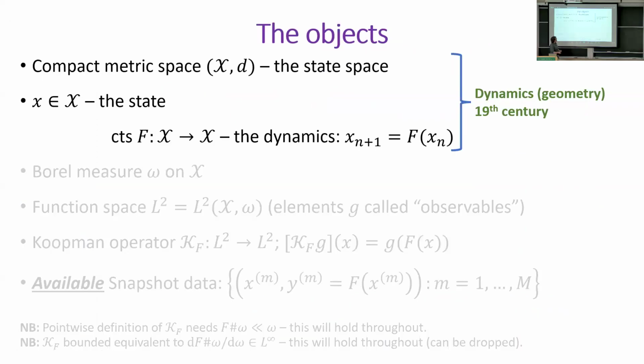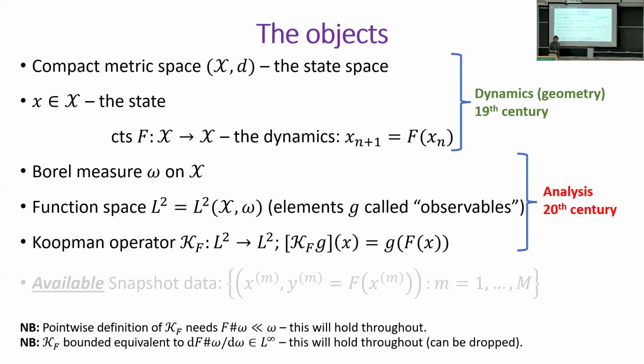Okay, so the objects in this talk: we have a compact metric space. This is the state space. We have a state that lives inside this state space, and there's a continuous function that governs the dynamics. So the state at time n+1 is f of the state at time n, so a discrete time dynamical system. So this is really sort of the 19th century geometric viewpoint.